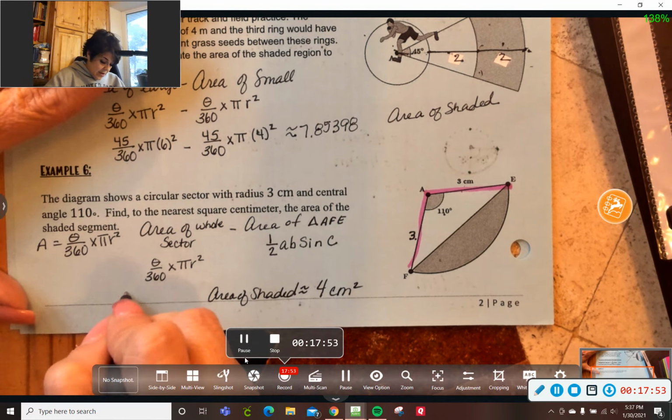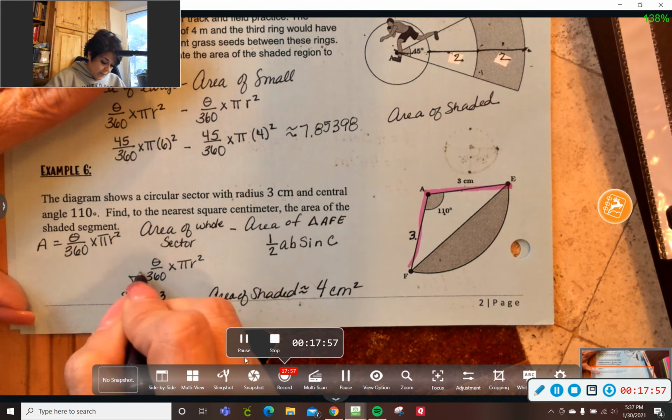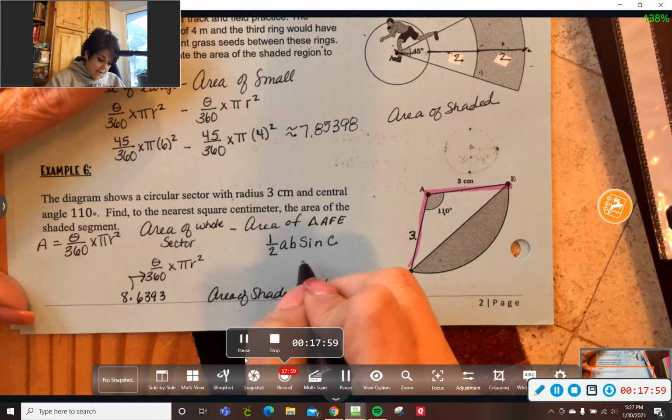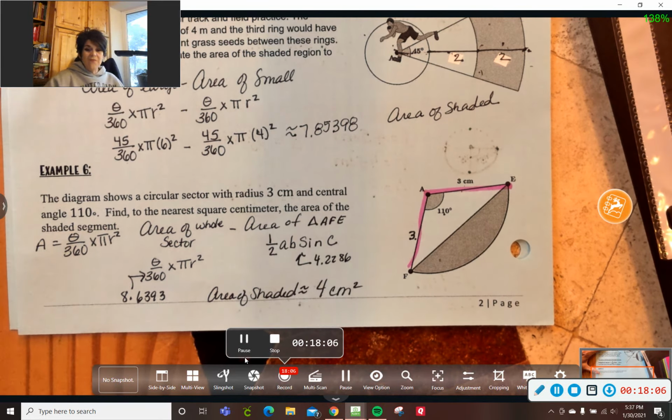Area of the sector, I got 8.6393 for that. And the area of the triangle, I got 4.2286. And when I subtracted those, I got 4 centimeters squared because you had to round it to the nearest square centimeter.